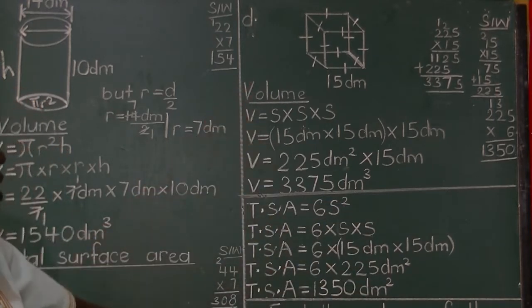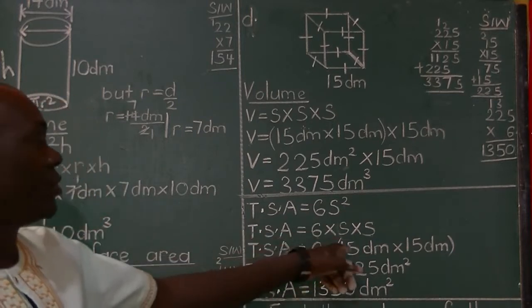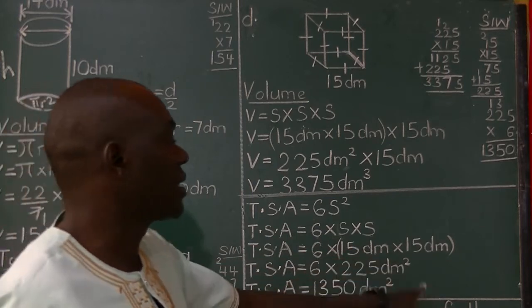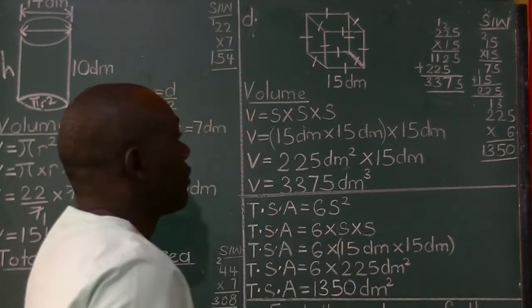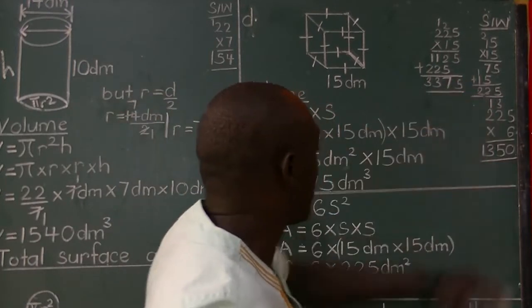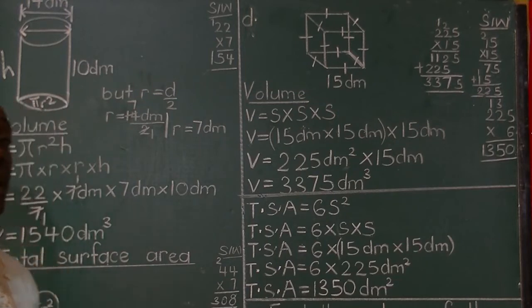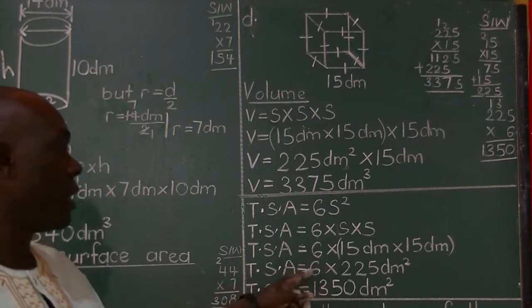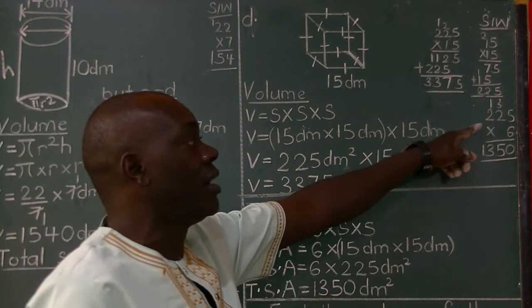Each side measures 15 decimeters, so whenever you see S, write 15 decimeters. So that is 6 times 15 decimeters times 15 decimeters. You have already multiplied 15 by 15 here and got 225. So 15 decimeters times 15 decimeters is 225 decimeters squared. That's the area of each face. Remember there are 6, so you multiply by 6.